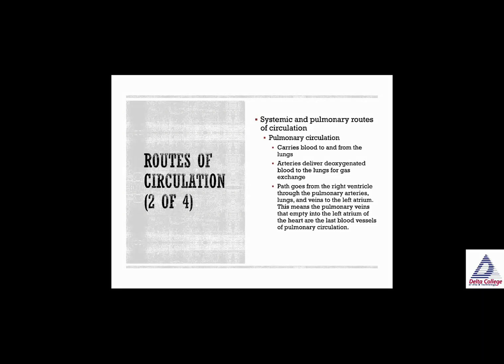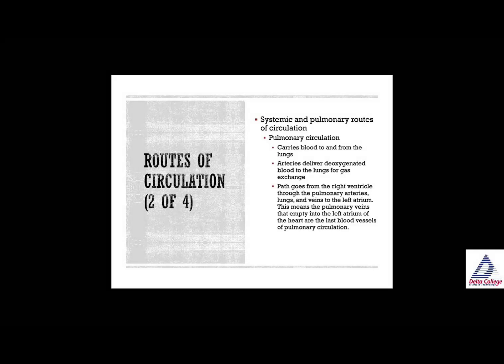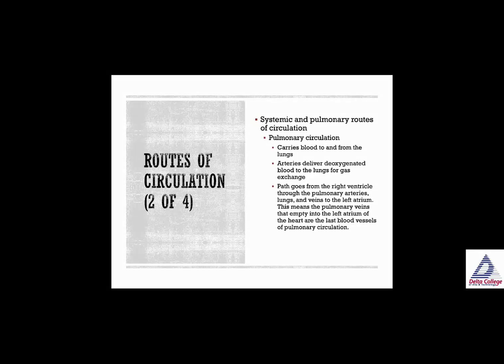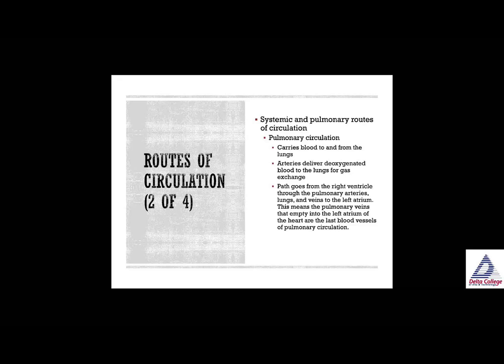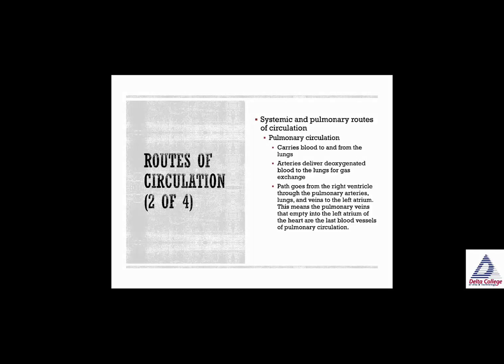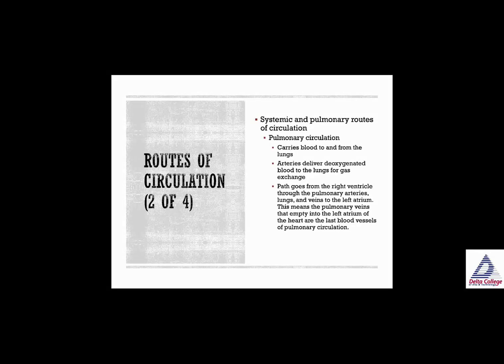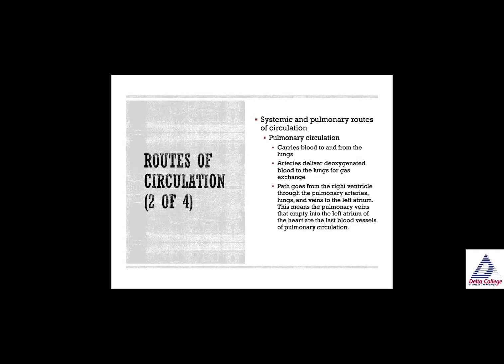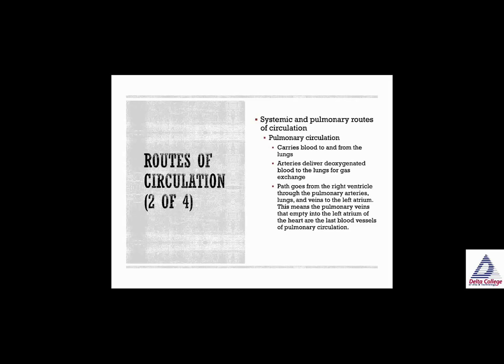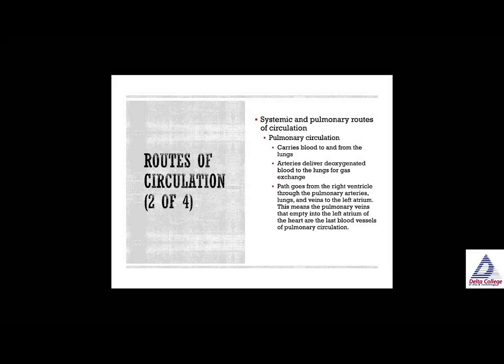Now, pulmonary circulation. This carries blood to and from the lungs. Arteries deliver deoxygenated blood to the lungs for gas exchange. This is where I told you this is very specific only to pulmonary circulation. At any other time, deoxygenated blood or blood that is poorly oxygenated is in the veins, right? But in this case, coming off the heart and going into the lungs, the arteries will deliver deoxygenated blood to the lungs for gas exchange, and the veins will deliver oxygenated blood back in.